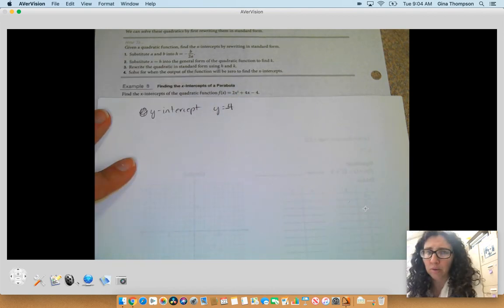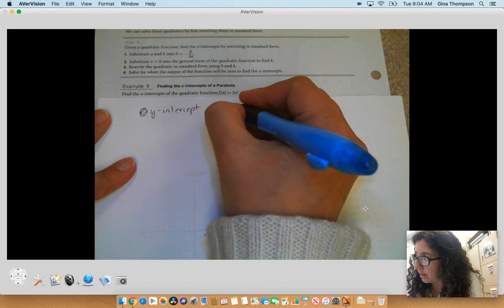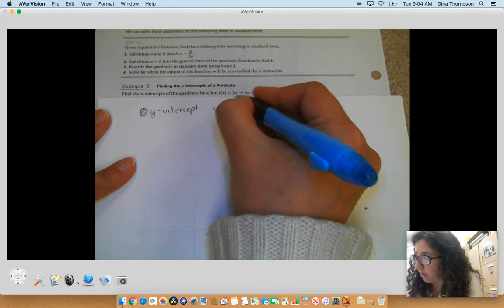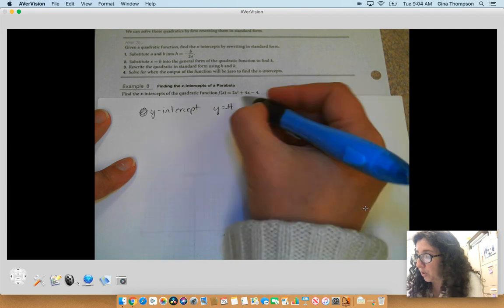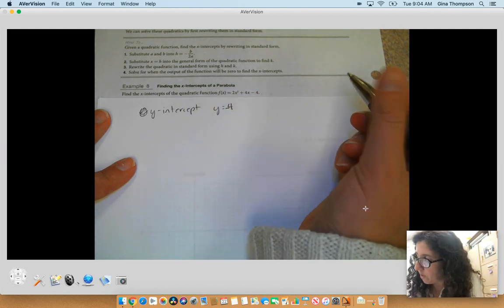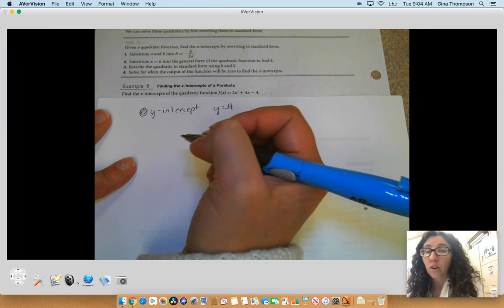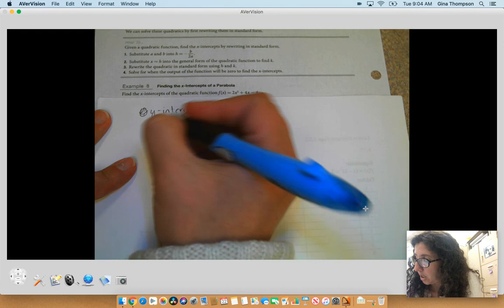Wait, is that true? I think I'm making this a little bit too easy. What happens if we put in 0 for x? Yep, sure enough, 0 plus 0 equals -4. So having a leading coefficient of 2 isn't a problem. How about the x-intercept? We're going to have to either factor or use the quadratic formula.